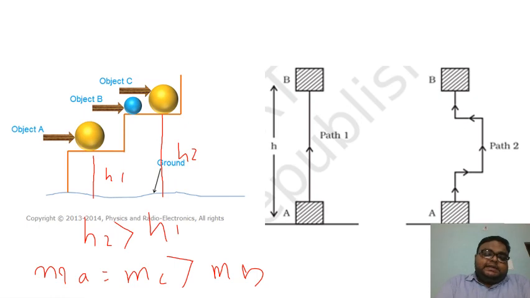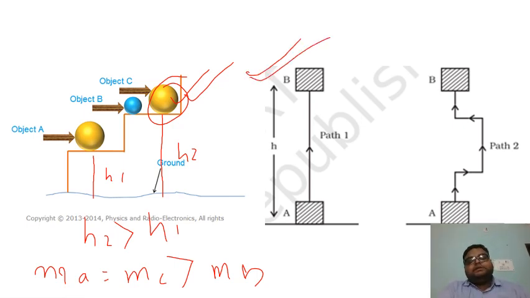So students, in the case of object A, we see that the mass is more but the height is less. In the case of object B, the height is more, but the mass of object B is less. But in the case of object C, what is happening? Its mass is also more and height is also more. So object C will be having the most potential energy. Right, students?